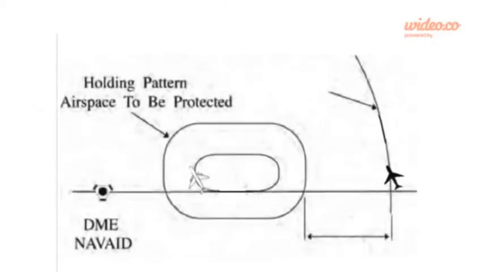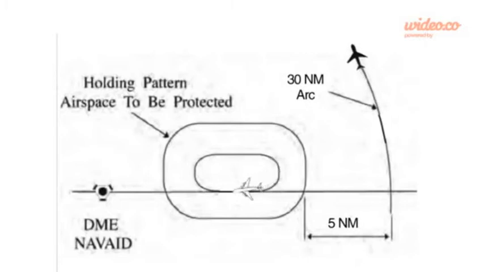When planes are holding position, similar rules apply. When the holding plane is 35 miles or less from the nav aid, there needs to be 5 miles of separation from their protected airspace. When the holding aircraft is more than 35 miles from the nav aid, 10 miles of separation is needed from their protected airspace.